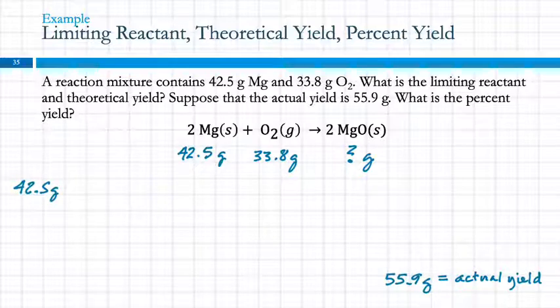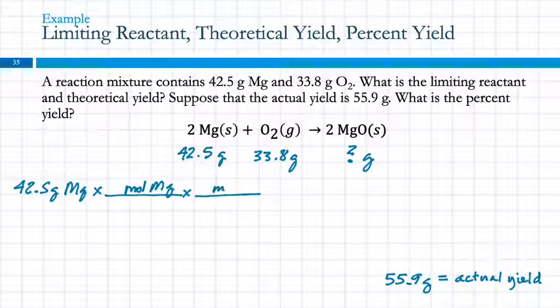42.5 grams of magnesium, grams to moles. So I'm going to go to moles of magnesium, to moles. This is moles of the product. So moles of MgO. We're going to keep going. So you're just going to do grams to moles to moles to grams. And then we're going to go to grams.